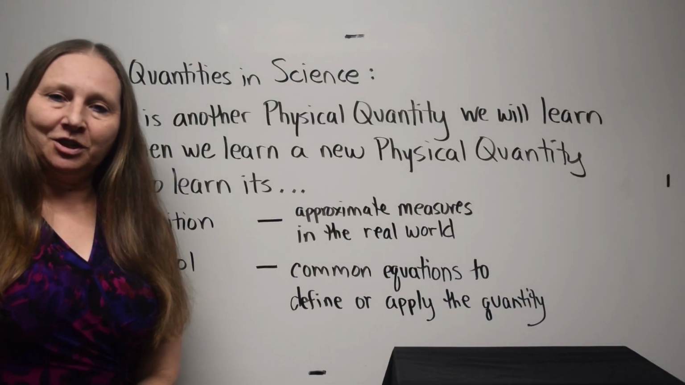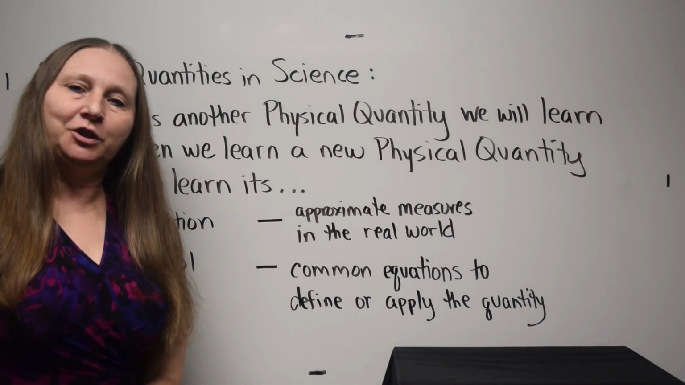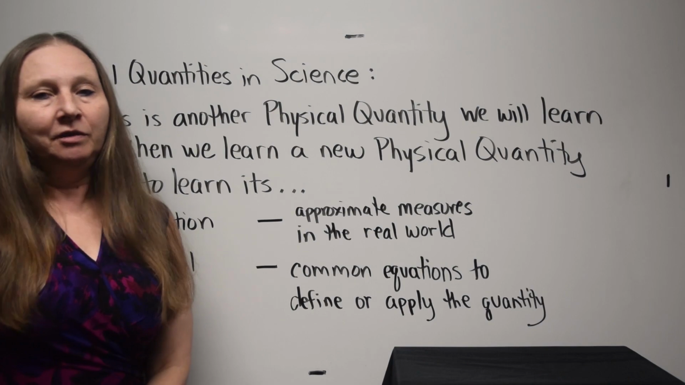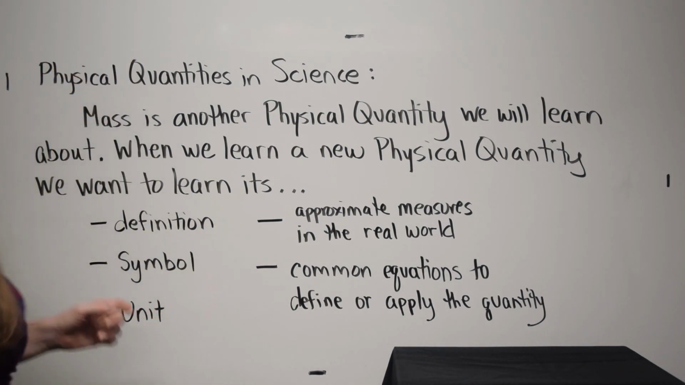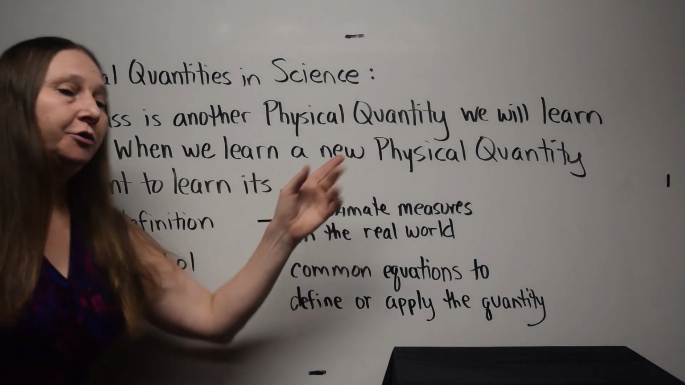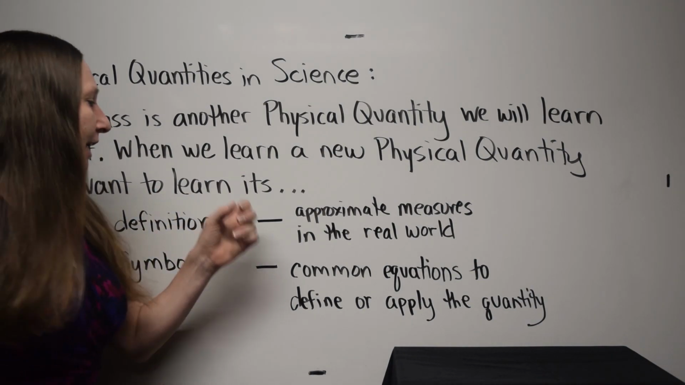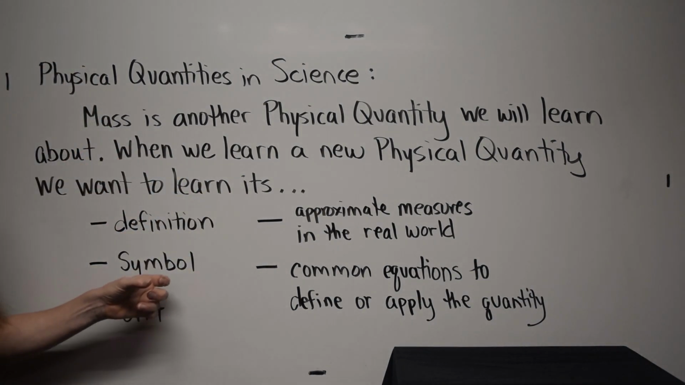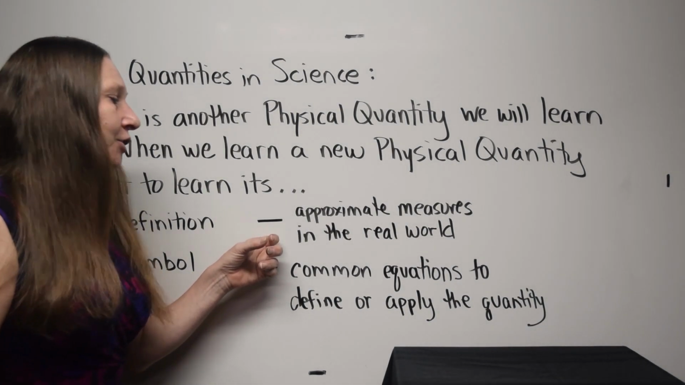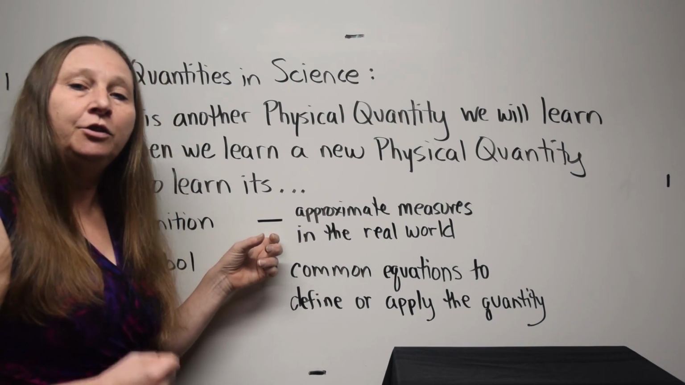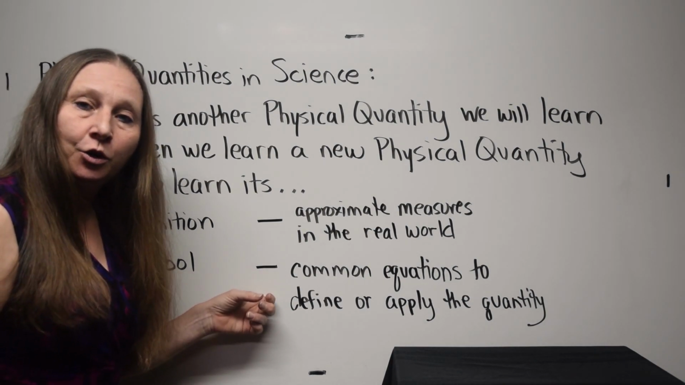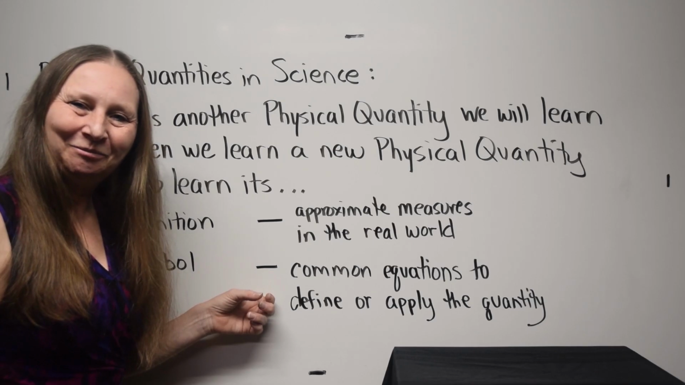Up to this point in your physics class, you've learned lots and lots of different physical quantities. You've probably learned about distance, displacement, time, speed, velocity, acceleration. Well, mass is another physical quantity that we will learn about. When we learn a new physical quantity, we want to learn about its definition, its symbol, its unit. We want to learn about approximate measures of this physical quantity in the real world. And we want to learn common equations to define or apply this quantity.